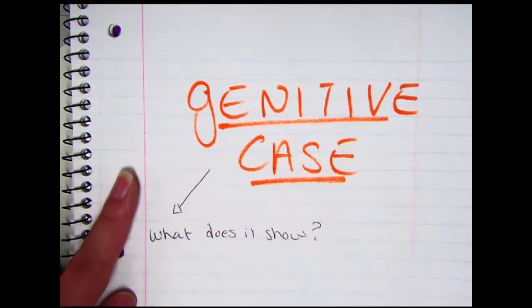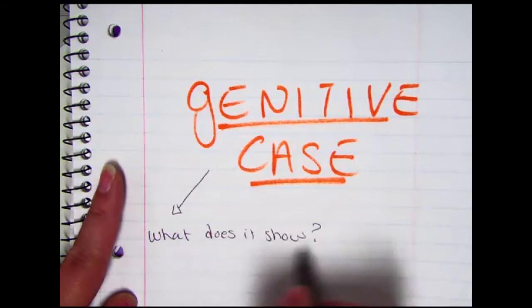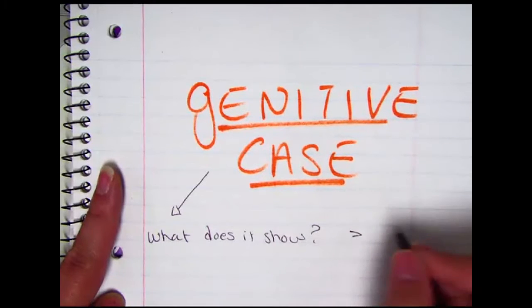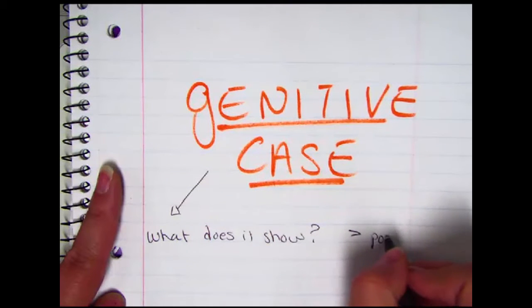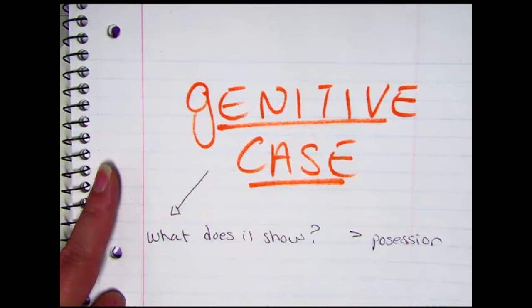What I mean is, when we had nominative, it was the subject, accusative was the direct object, and dative was the indirect object, but what the heck is it when it's genitive? So, hopefully you answered, and it is possession. So it shows that you own something, or that somebody owns something.